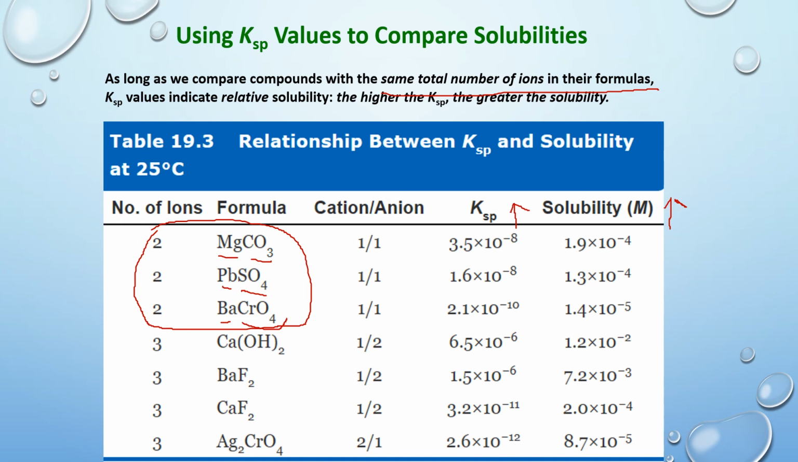And the other 4 ionic compounds in this table all have a total of 3 ions in their formula. It doesn't matter whether it's a 1:2 ratio or a 2:1 ratio of cations to anions. We can still use this comparison to compare their solubility. So the higher the KSP value, the higher the solubility.